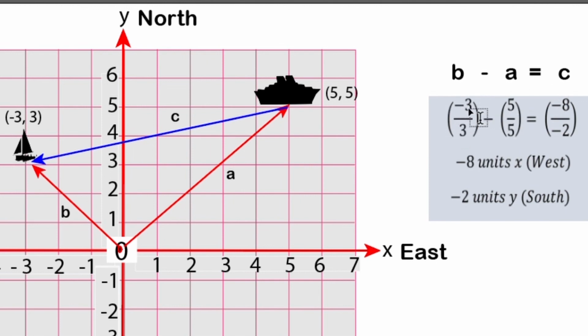And when we subtract them all, -3 take away 5 gives you -8. That's 8 units west. 3 take away 5 is -2. That's 2 units south. So the components of vector C, the path we wish to take, should be 8 units west and 2 units south. And that matches up. Look, 2 units south, 1, 2, 8 units west, 1, 2, 3, 4, 5, 6, 7, 8. And that is how you do problems like that.